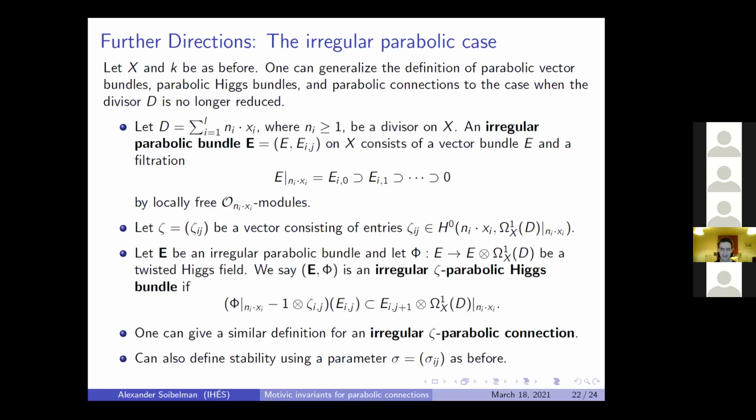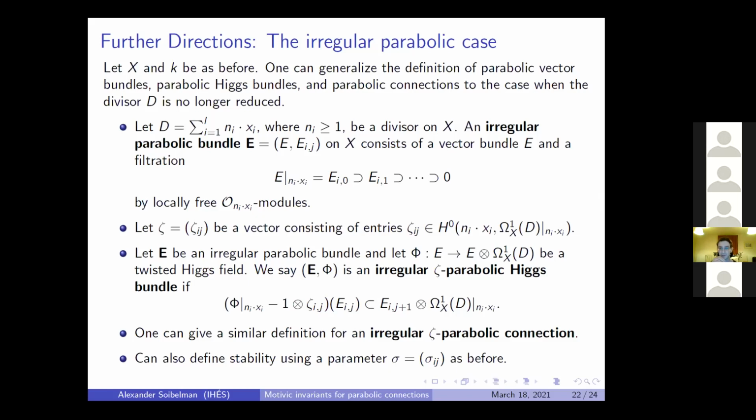So no longer looking at numbers, but at sections of this sheaf of twisted differential forms. And so you can once again define what an irregular zeta-parabolic Higgs bundle is, or what an irregular zeta-parabolic connection is, in more or less the same way. I want to preserve my filtration in a particular sense. And then once again, it is possible to define what stability is for these things so that I can talk about, say, the moduli stack of semi-stable irregular zeta-parabolic Higgs bundles.